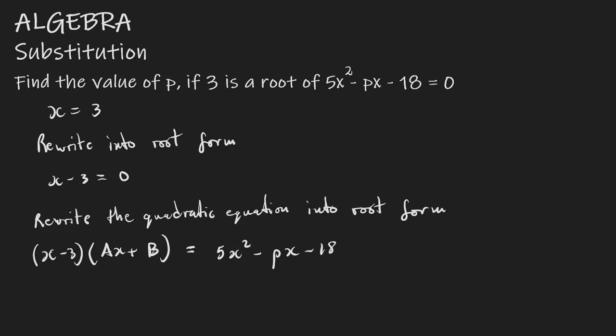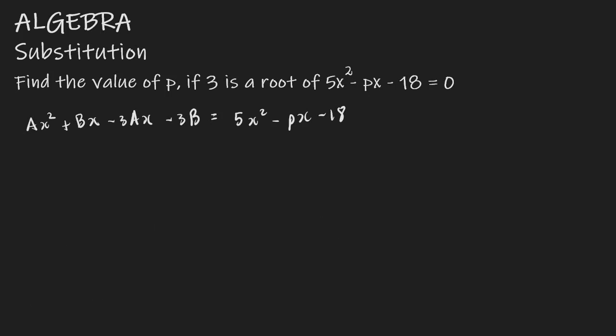Well, using the distributive property, I can expand the left-hand side of my equal sign. So x times ax is equal to ax squared. x times b is equal to bx. Minus 3 times ax is equal to minus 3ax. And minus 3 times b is equal to minus 3b. And that is equal to 5x squared minus px minus 18.